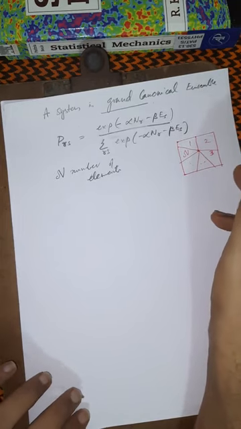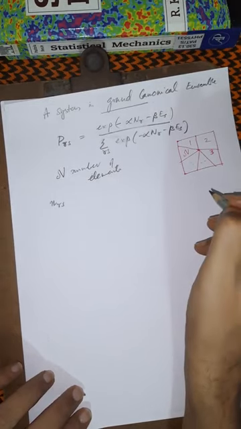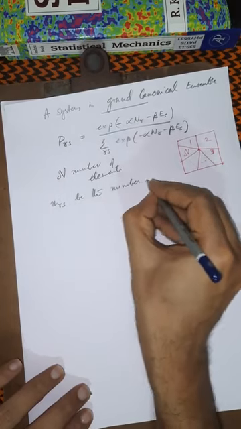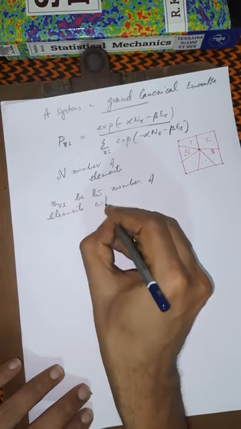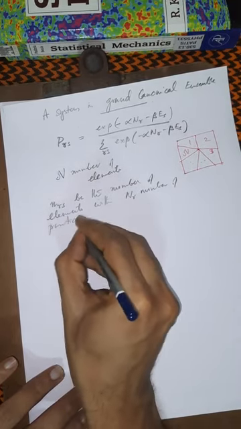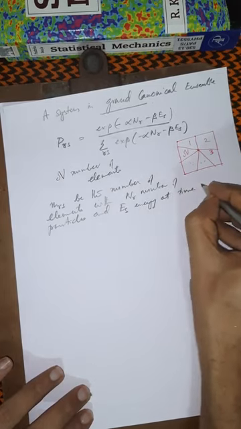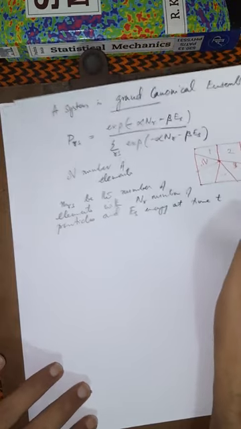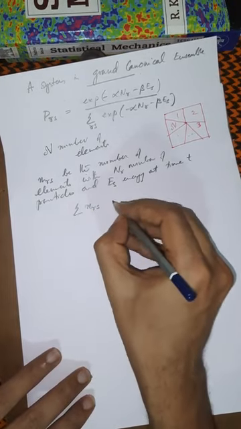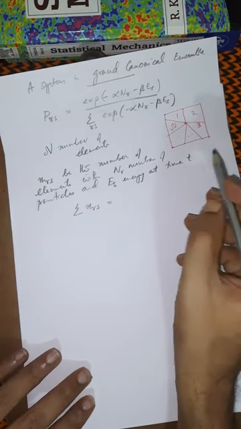Okay. So now let's imagine that NRS is the number of elements with NR number of particles and ES energy at a set time t. What all relations can you write in that connection? One of them is the sum over NRS. NRS is basically the number of elements with NR number of particles and ES energy at time t.